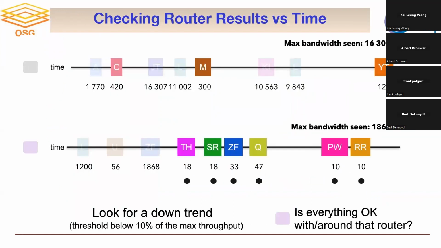We can then take that and look at each router in turn, and we can plot it along a line. And then we can look for things where we have relatively large bandwidth and then some degradation, right? You can see maybe something's changing in that router. So we look for a downtrend. We set a threshold at about 10% of the maximum and see when it falls below that for an extended period. That can trigger us to say, maybe something's going on here.